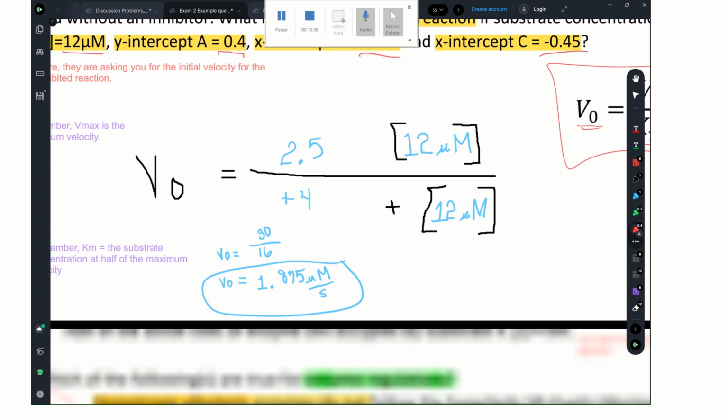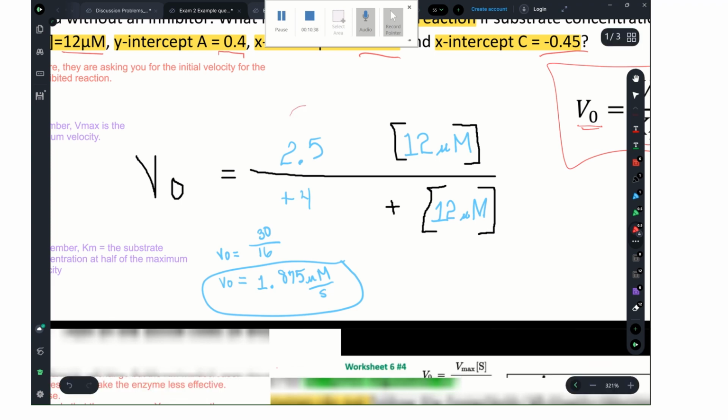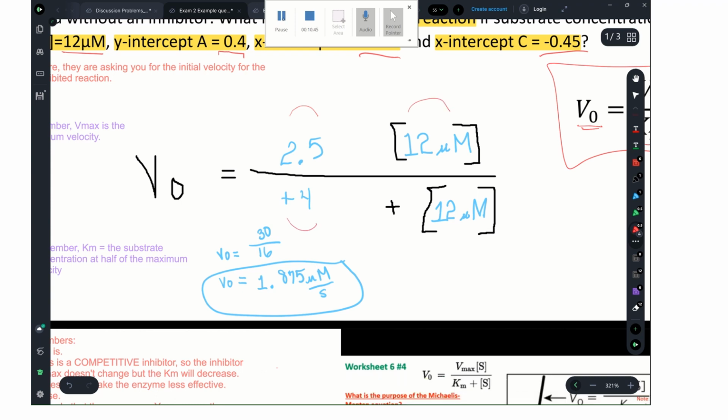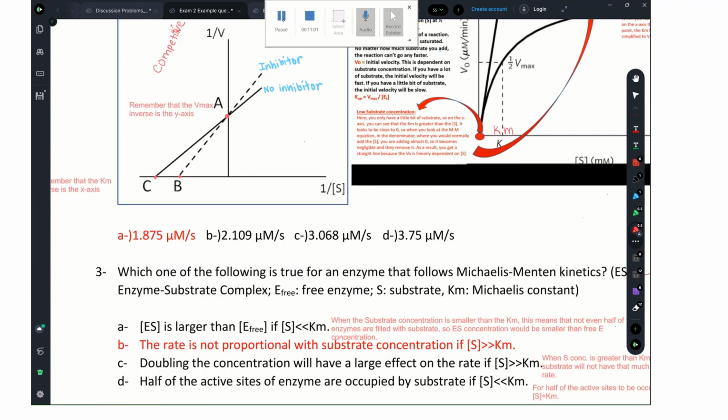The numbers that we were given. So it's 2.5 times 12 micromolar, divided by 4 plus 12 micromolar, and that will give you 30 on top and 16 on the bottom. And when you divide, V naught is equal to 1.875 micromolar per second. So we can see that that answer is right here.